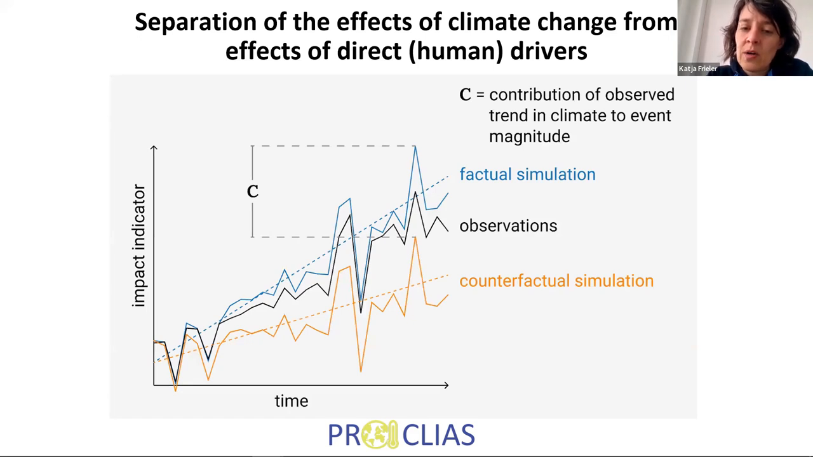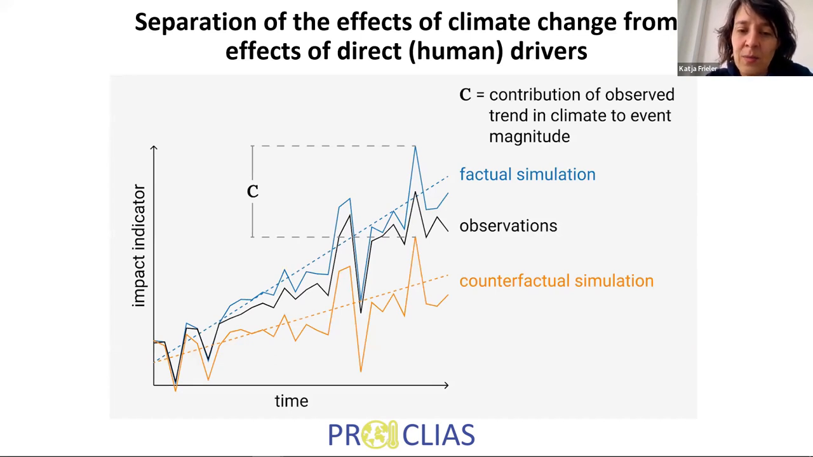And to construct this counterfactual baseline, which cannot be observed, ideally we would use models, impact models. Process-based impact models are a good tool to do this. It would mean that ideally we would have an impact model that, forced by the observed climate change and by all the human drivers, is able to reproduce the observations. And then the model only has to be forced by another, stable state of the climate. This is shown here in the orange line.